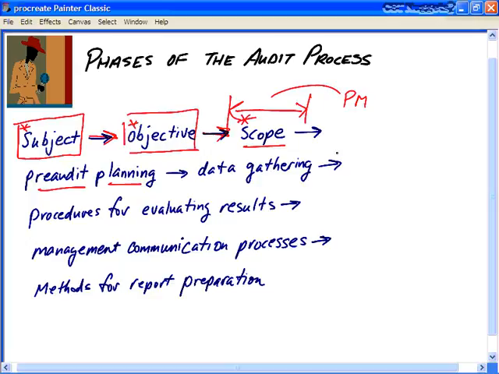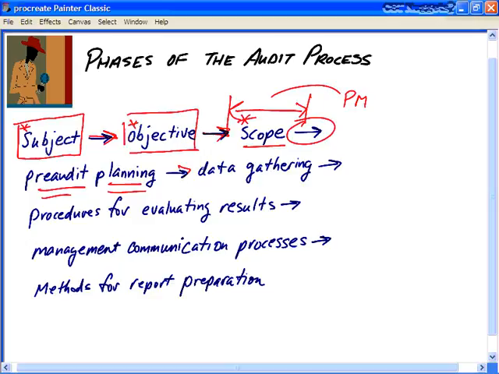Flow charts, standards, policies and procedures, any previous auditing materials that have been used, you're going to bring those into the planning process. And then, of course, kind of under scope is what are the locations, what are the facilities that you're going to audit. This is all part of pre-audit planning.